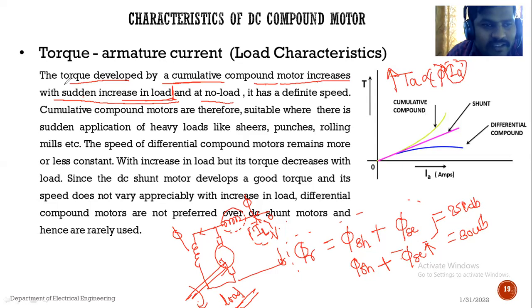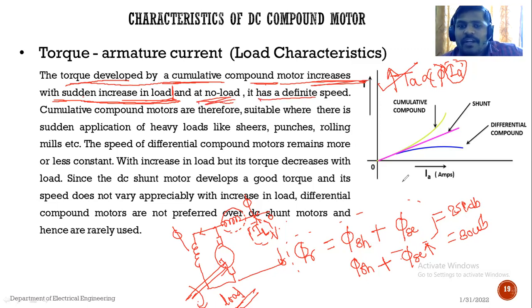See here, the torque developed by the cumulatively compounded motor increases कधी? With sudden increase in the load. म्हणजे लगेच लोड इन्क्रीज झाला किंवा सडन लोड इन्क्रीज झाला की टॉर्क इन्क्रीज होते. त्याचं मी प्रूफ दिलं तुम्हाला इक्वेशन वरून. See, at no load condition, it has a definite speed. नो लोड कंडिशनला त्याचं काहीतरी डिफायनाइट स्पीड असेल.